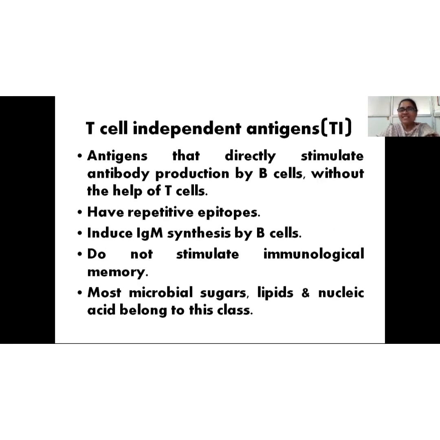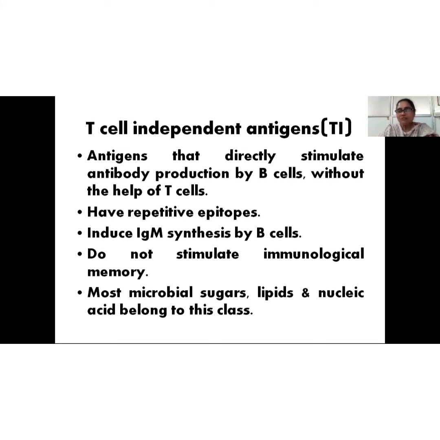The next class is T cell independent antigens. As the name signifies, here no help of T cells will be required. B cells will be enough to identify these antigens and respond to them. So what kind of antigens are there? They have repetitive epitopes. Since they have repetitive epitopes, that means they may be similar kinds of molecules joined together, and they usually induce synthesis of IgM. Basically, not all 5 types.